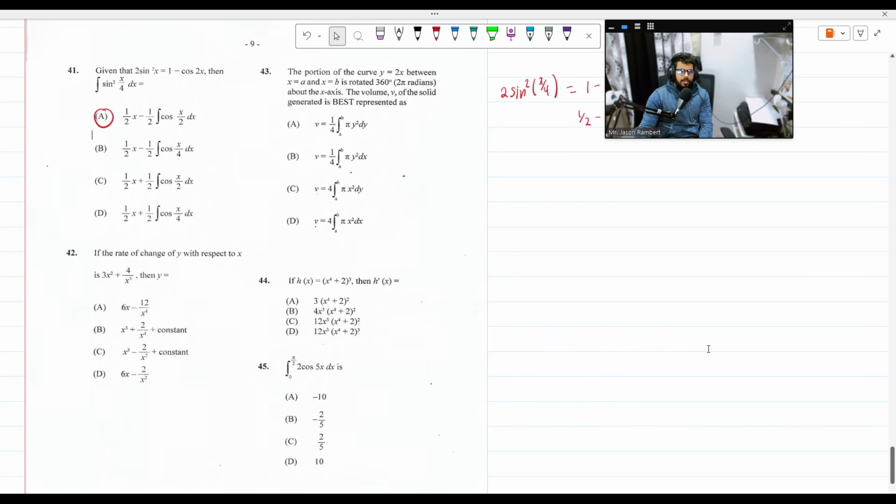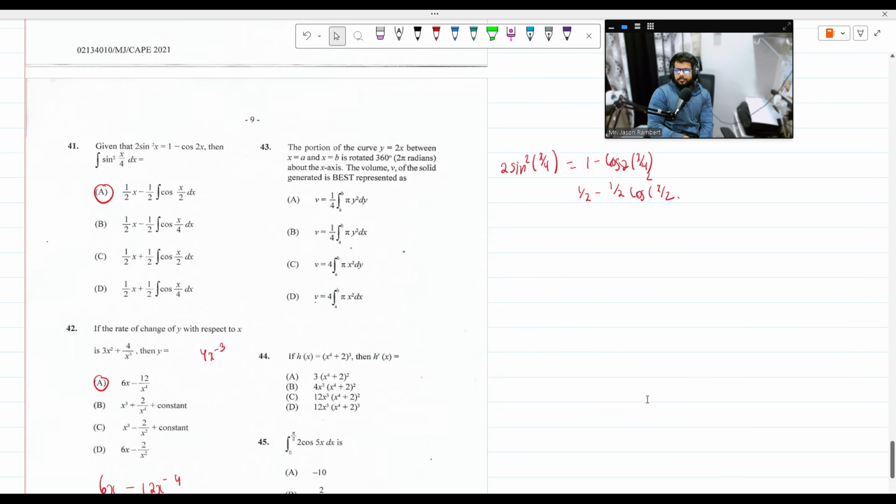The rate of change of y with respect to x, so dy/dx, is going to be 6x, that is 4 over x cubed, 4x to the minus 3, minus 12x to the minus 2. So 6x take away 12 over x squared. The only one with 12 is A.